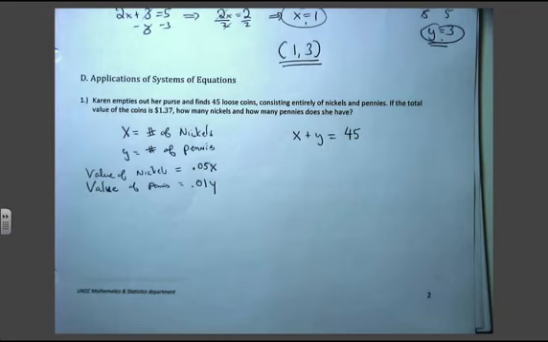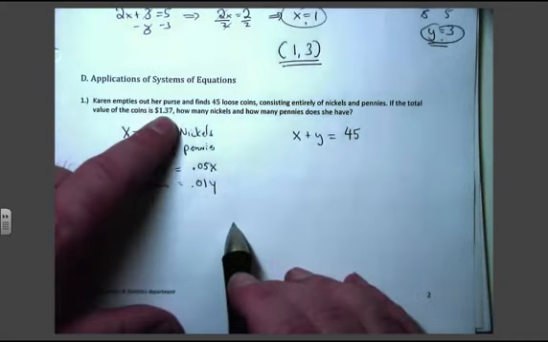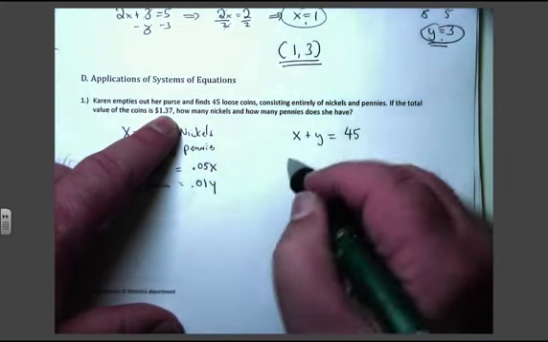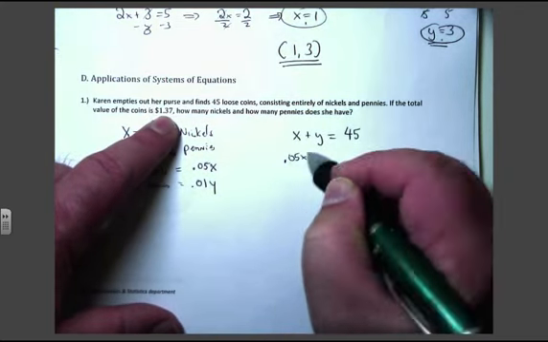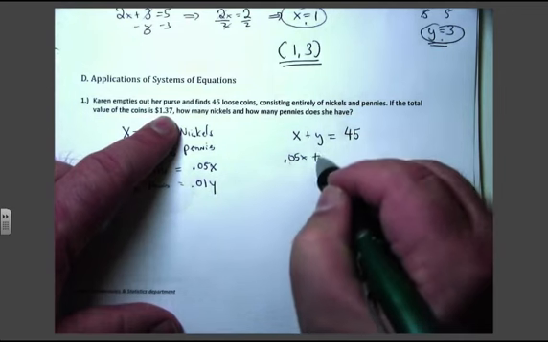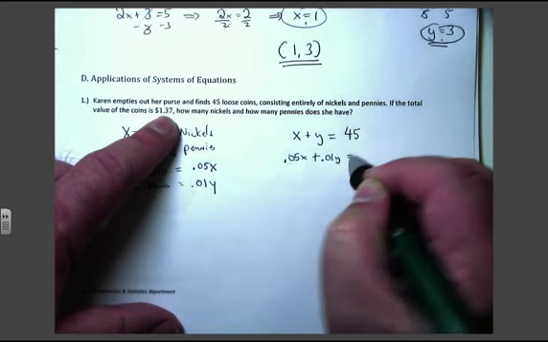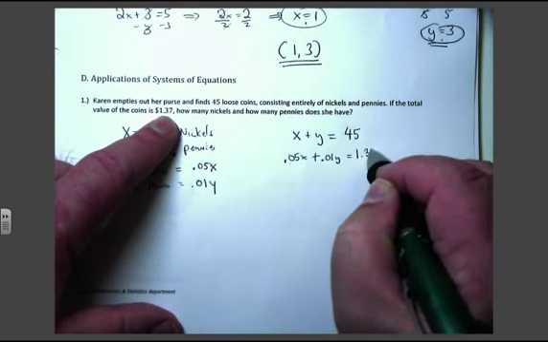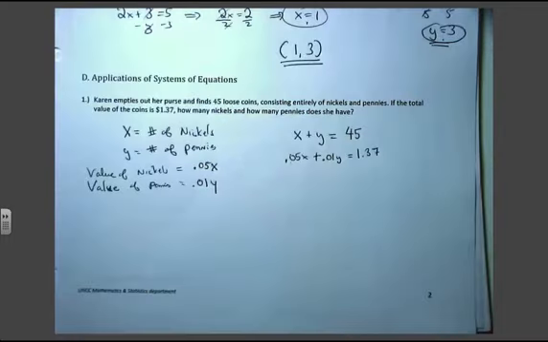Does that make sense? But now to get my equation, the word total means add. Never forget that. So when you're trying to total something up, you want to add it up. So the total amount of money I got is $1.37. So I'm going to add my nickels, 0.05 times x, that's the amount of money in nickels, plus the amount of money in pennies, 0.01 times y, that's equal to $1.37. Now I have a system of equations.